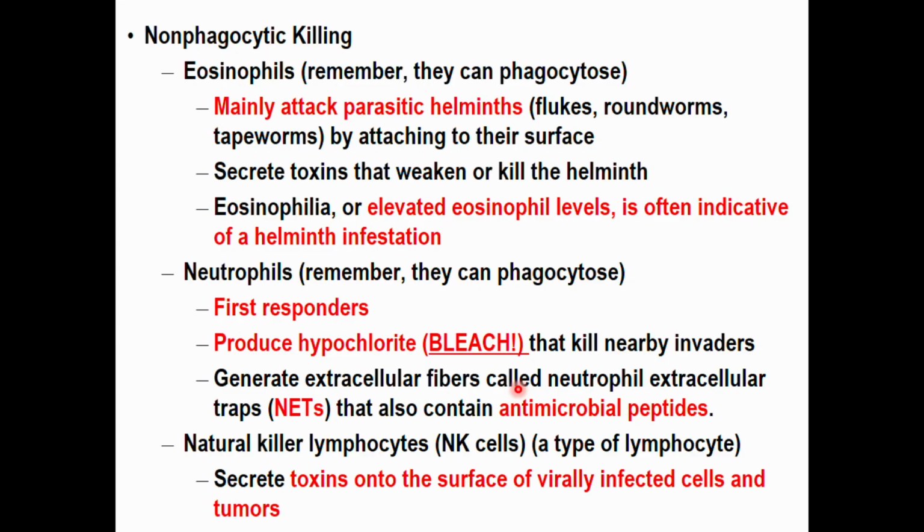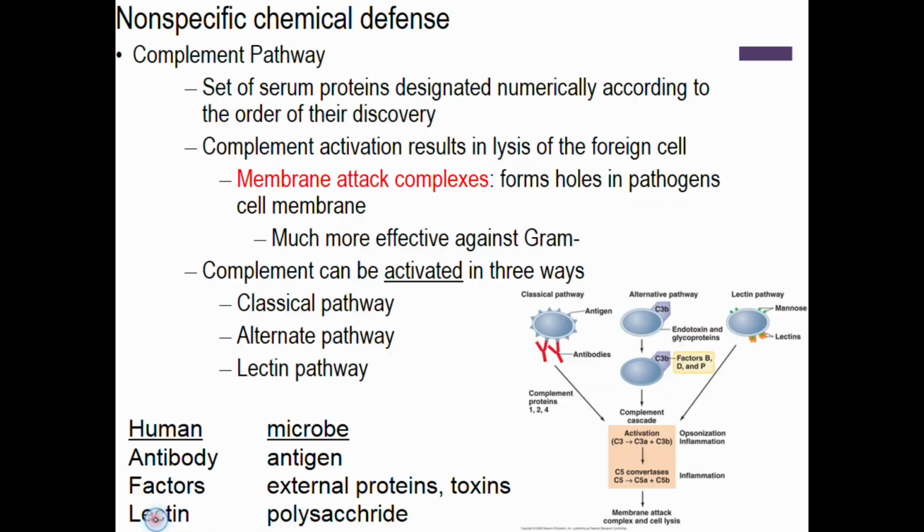Okay, so let's now turn the page and go from phagocytic killing, which is very important, to non-phagocytic killing. Eosinophils, which are also phagocytes, also secrete toxins, and they respond to parasitic helminths. So parasites, one of the types of pathogens. Flukes, roundworms, tapeworms: they sense them, attach to the surface, and what they do is quite remarkable.